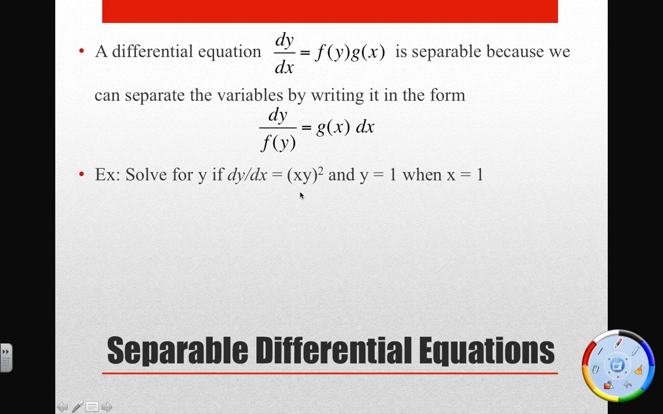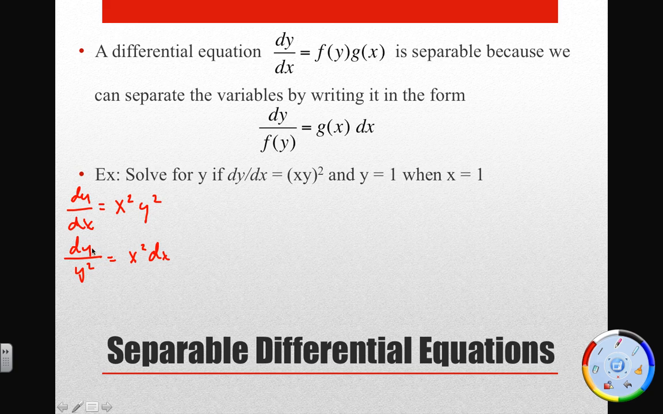So here is an example. The one example we're going to do is dy/dx equals x squared y squared, when y is 1 and x is 1. So we're going to solve for our c value. Let's go ahead and get into this. I have dy/dx equal to x squared y squared. I'm going to multiply both sides by dx and divide by y squared. So I get dy over y squared is equal to x squared dx.